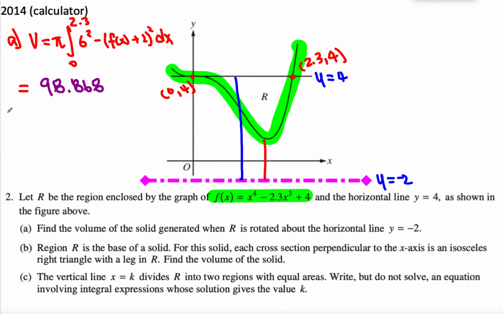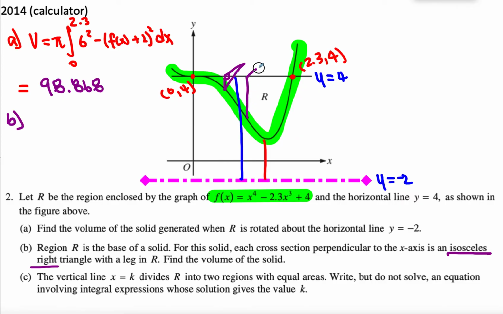Let's look at part B. It says region R is the base of a solid. For the solid, its cross-section perpendicular to the x-axis is an isosceles right triangle. Isosceles right triangle, all right? I'm thinking about different formulas that I can use, where a leg is in R. So you can see that I have an isosceles right triangle. It goes up this way and then comes back down, where this is a right angle and this leg is equal to the other. So base and height are in fact equal to each other.